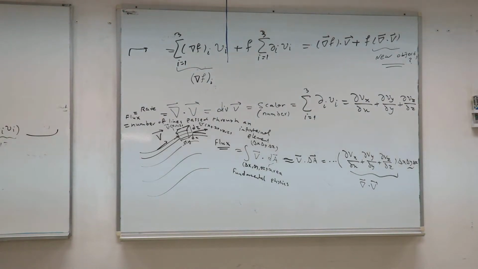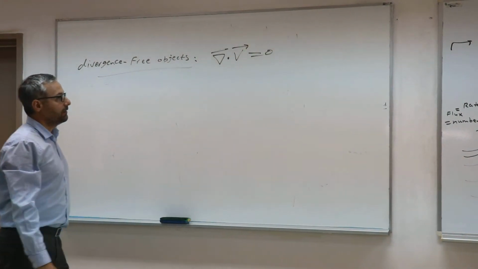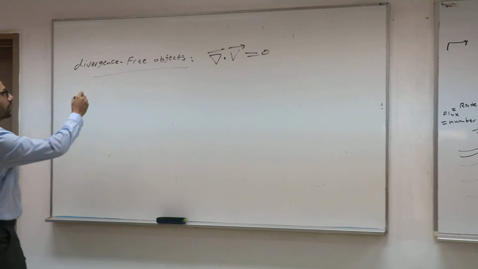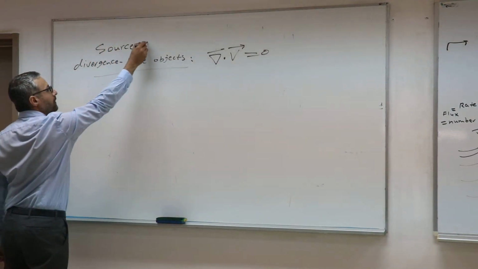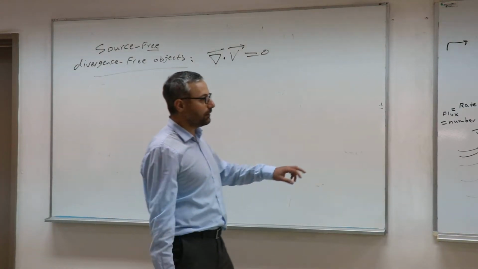So you can have an object which is a divergence free object. When you find a vector and if you calculated that and you get 0, we call these vectors divergence free or source free. You know why, again, we use a physical word of the source? Because as I explained to you, the divergence means the flux.